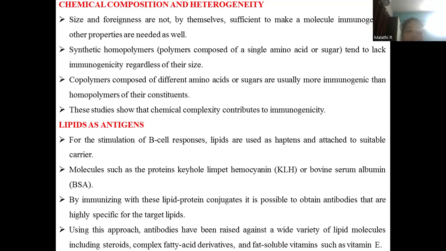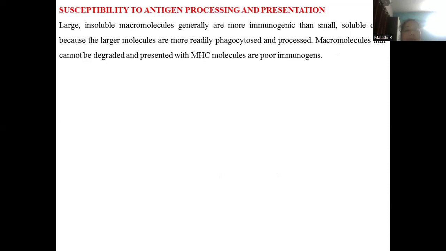We can use lipids as antigens too. For the stimulation of B cell responses, lipids are used as haptens and attached to a suitable carrier. Molecules such as keyhole limpet hemocyanin or bovine serum albumin are used. By immunizing with these lipid-protein conjugates, it is possible to obtain antibodies specific for the target lipids. By using this approach, antibodies have been raised against a wide variety of lipid molecules, including steroids, complex fatty acid derivatives, and fat-soluble vitamins such as vitamin E.